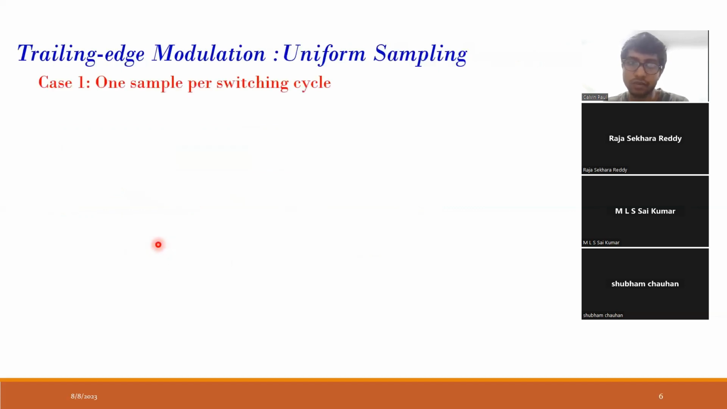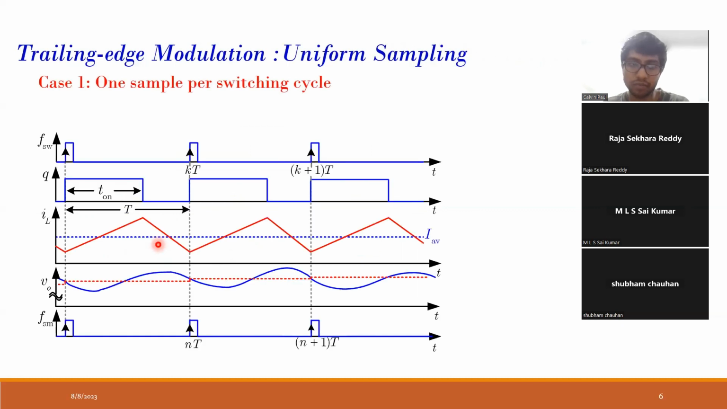Now we will consider sampling. Where will we take the sample? We are considering that we are taking the sample of the output voltage. This is the output voltage waveform, and we are taking one sample per switching cycle. For taking the sample, we need a sampling clock, a signal to say when we have to take the sample. And that signal is this FSM. This is the sampling signal. So I give the signal over here, and then we take the sample over here.